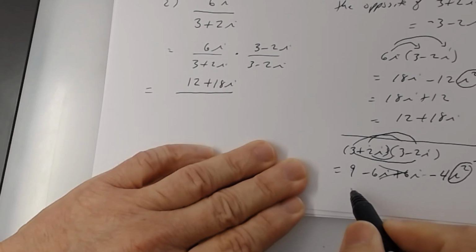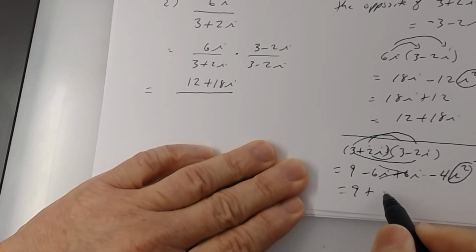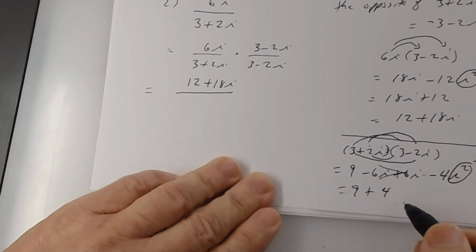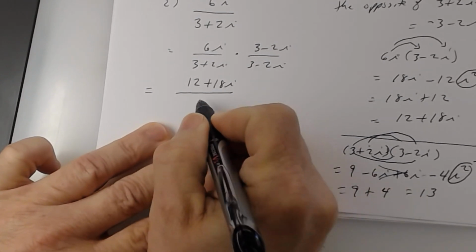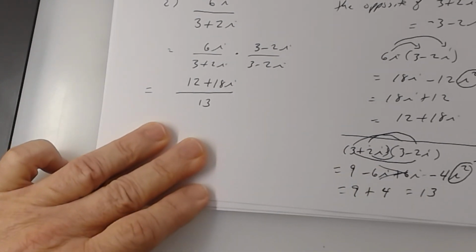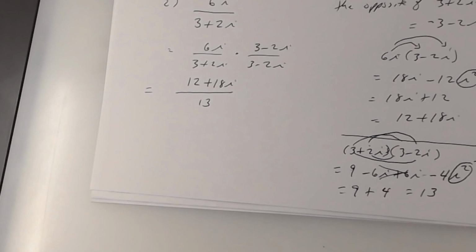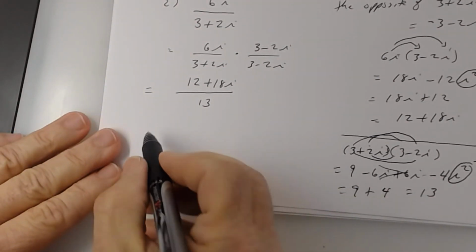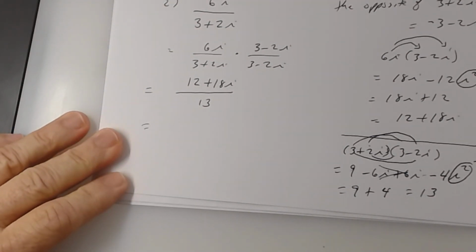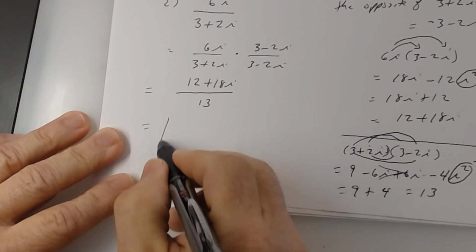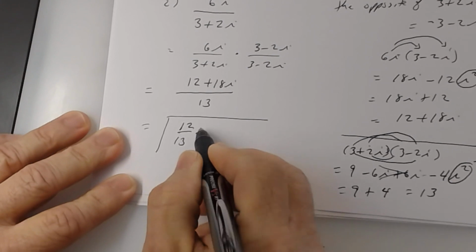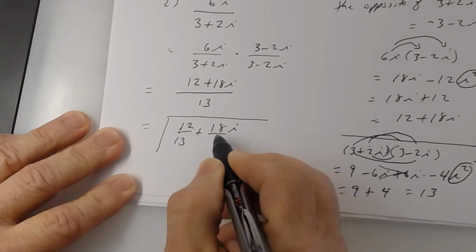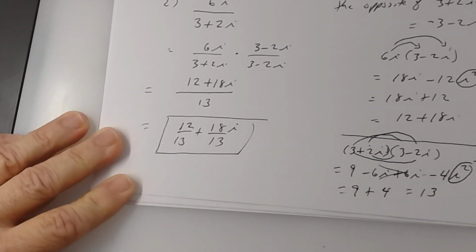So this becomes 9 plus 4. A negative 4 times a negative 1 is a positive 4. So that becomes 13. Okay. Now remember, the directions will say write in the form a plus bi. It will say standard form, which means a plus bi. So what are you going to write the answer as? 12 over 13 plus 18 over 13. Yep. All right. So that's what you do.